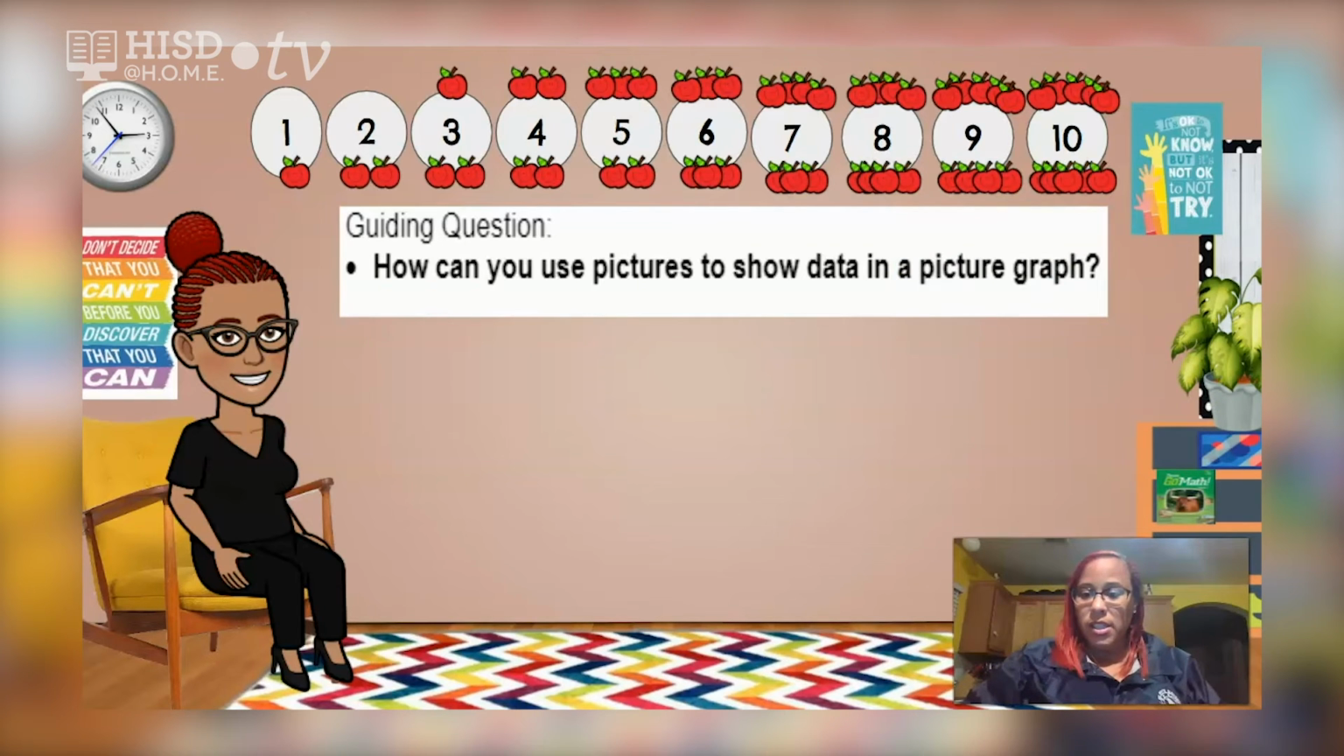Our guiding question today, boys and girls, is how can you use pictures to show data in a picture graph? Remember, when we're creating graphs, we want to give it a title. So we want to know what our topic is going to be. What is it that we're talking about? We want to have choices that you can choose from. And then we want to organize and analyze the data. That means find a way to show it and figure out what does it mean.